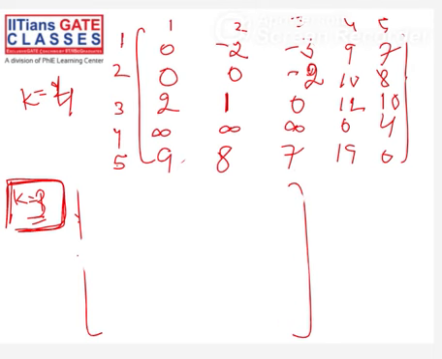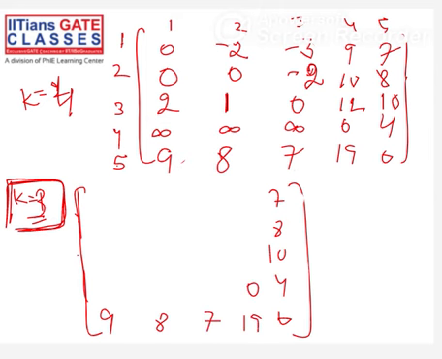Feels like it is boring, but can't help it. This is how the algorithm will work. So they'll not give you in the exam, they'll give you maximum 4 to 5 vertices, not more than that. If I'll copy as it is. 10, 4, 0, 9, 8, 7, and 19. This is 0, this is 0, this is 0, and this is 0.